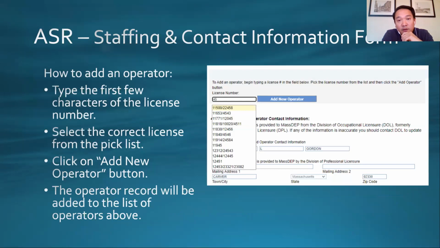So to enter an operator on that form, what you want to do is type their license number into that field next to the add new operator button. What we recommend is typing, say, the first few digits of their license number, and then you'll get a drop down list that includes all the license numbers that have those digits in them. From that drop down list, you can click on the proper license and then click on add new operator. And then that'll populate the table above, which lists all the operators. Excuse me. Next slide.